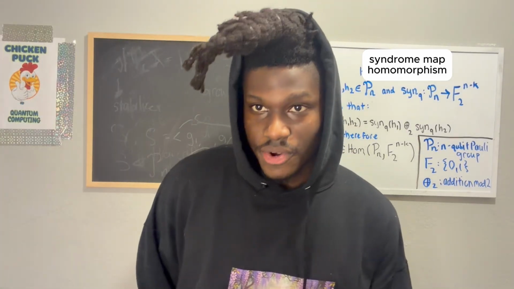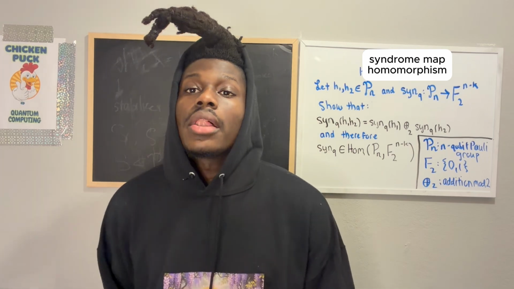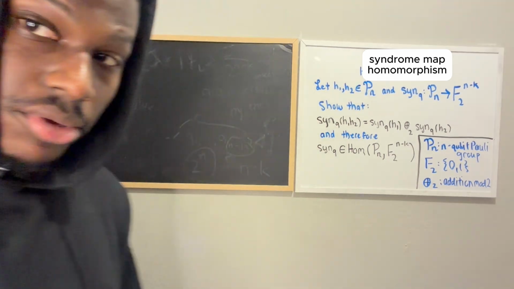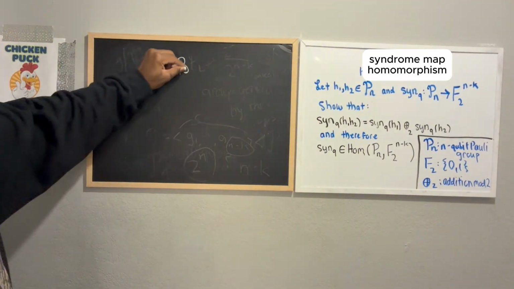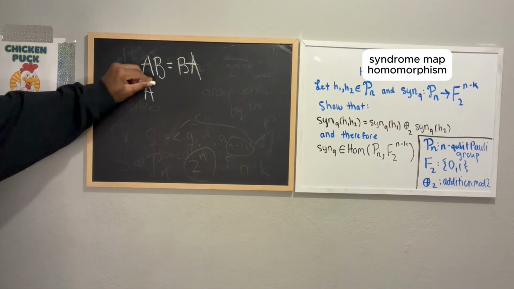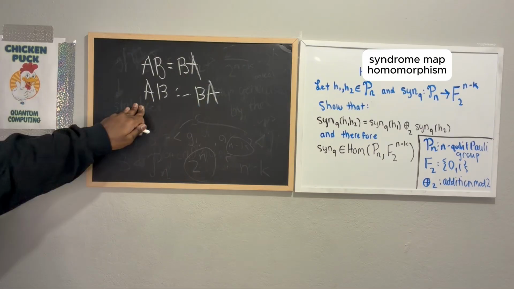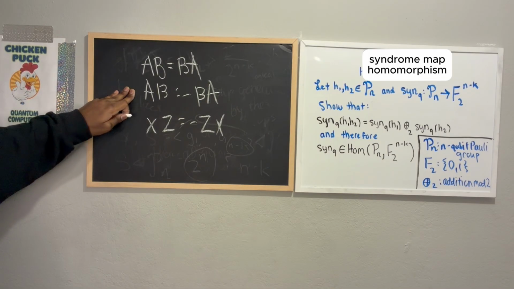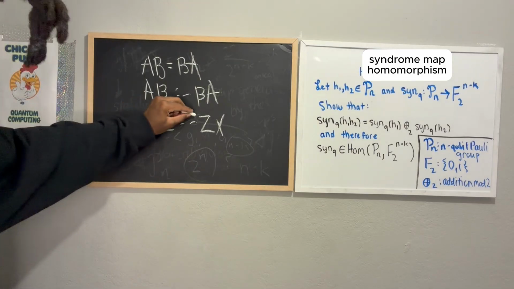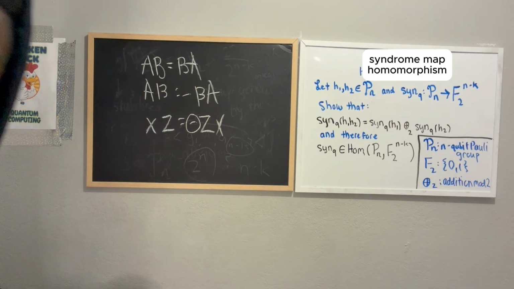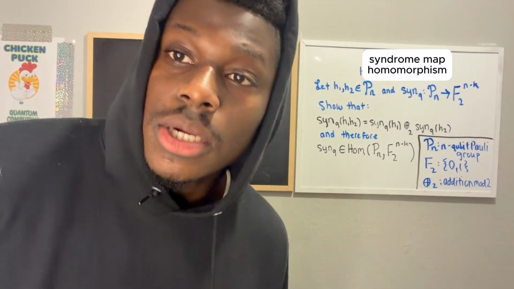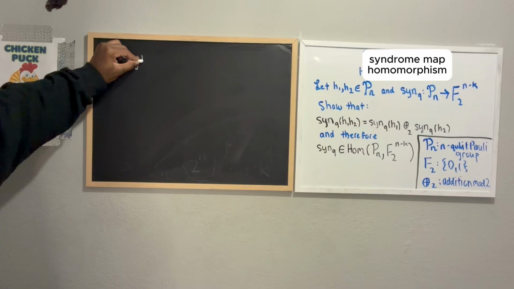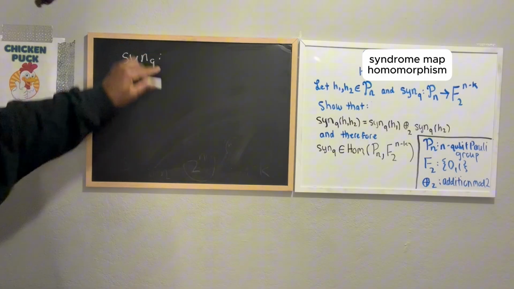Before we go in further, we need to go over something else. Pauli operators either commute or anti-commute. Commuting means this, and anti-commuting means this. So for example, this is commuting and this is anti-commuting. Spoiler alert, this minus sign is going to become a syndrome bit. So now we're going to go into the syndrome map. Define the syndrome map as such.